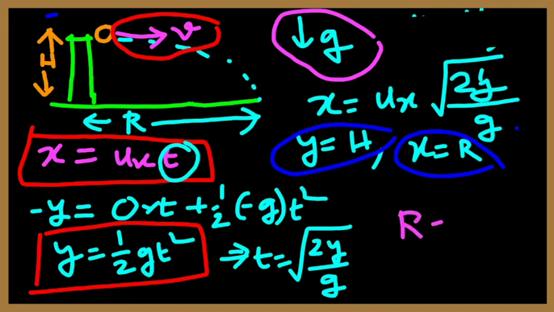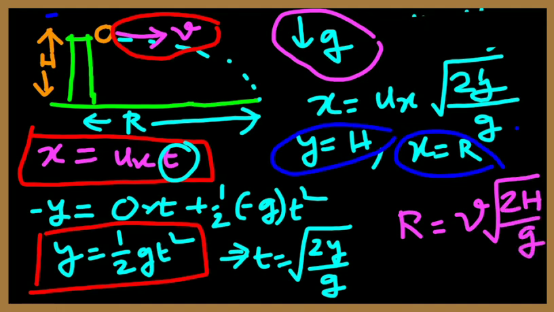R is equal to... we have ux is equal to v, so R is v into root over 2h by g. So we got the range.